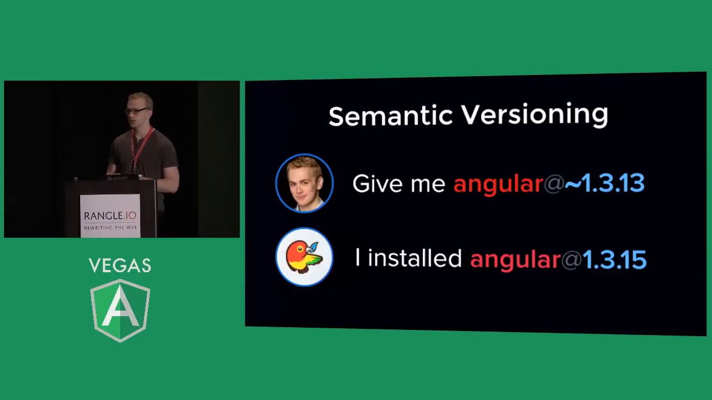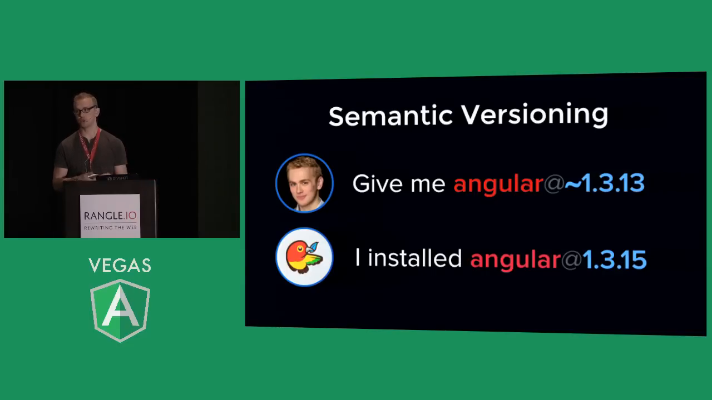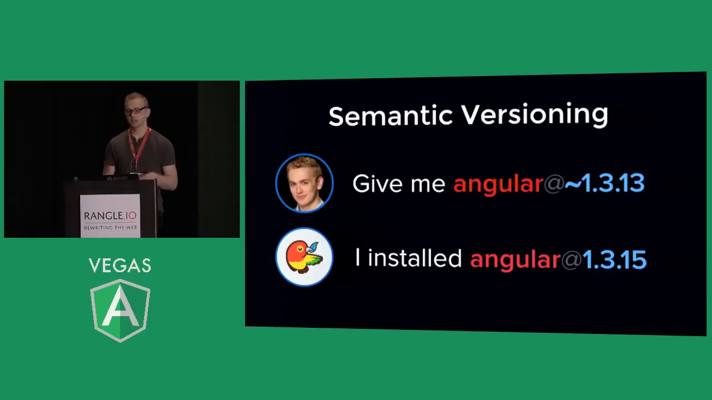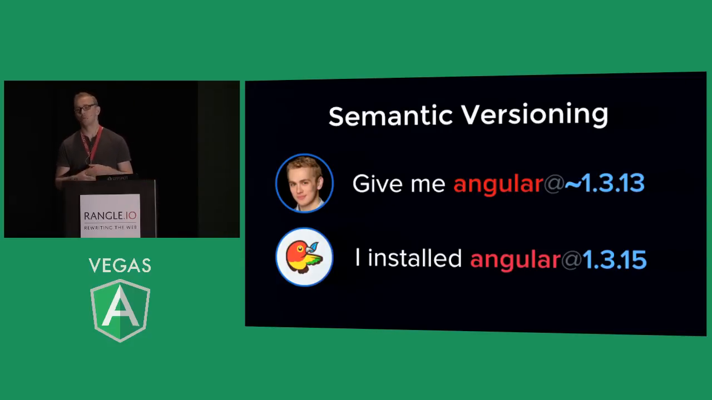So, a quick primer on semantic versioning. This is really the thing that Bower is doing for us that's better than just straight up downloading things off of the web. I say, give me Angular at tilde 1.3.13. The tilde means give me all the patch versions. So Bower says, OK, the latest is 1.3.15. We're going to install that for you instead because you said we should allow that. A lot easier than keeping things up to date manually.